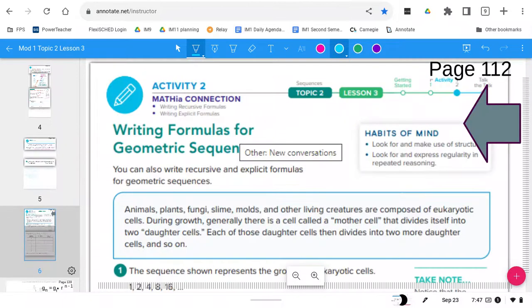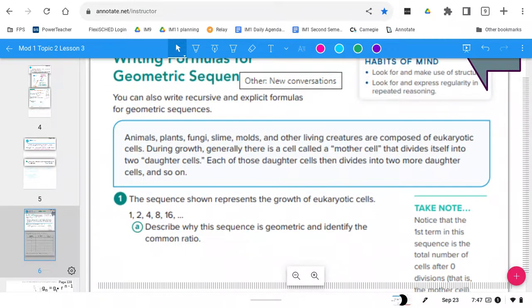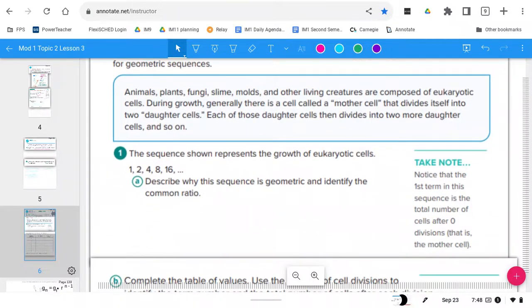So that's arithmetic. Your geometric then is going to come in here. Animals, plants, fungi, slime molds, and other living creatures are composed of cells. During growth, generally there is a cell called a mother cell that divides itself into 2 daughter cells. Each of these daughter cells then divides into 2 more daughter cells and so on. So the sequence is shown 1, 2, 4, 8, 16. Describe why the sequence is geometric and identify the common ratio.